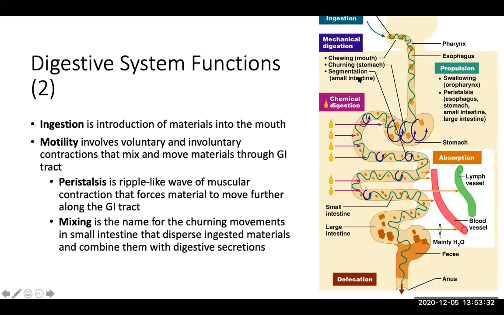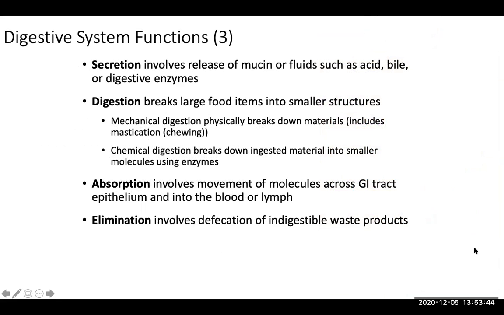These functions are also listed here with this nice diagram on the right. It tells you the different functions of the digestive tract and where the majority of these functions will occur. Secretion involves the release of mucin or other fluids like acid, bile, or digestive enzymes into the GI tract, whether that's in the mouth, the small intestine, the stomach.